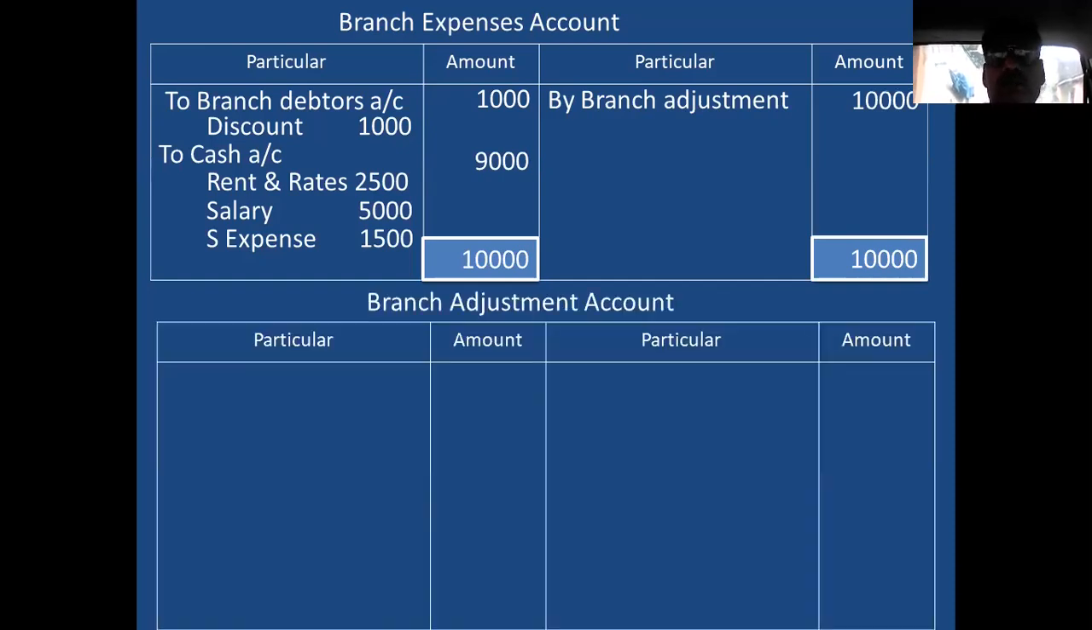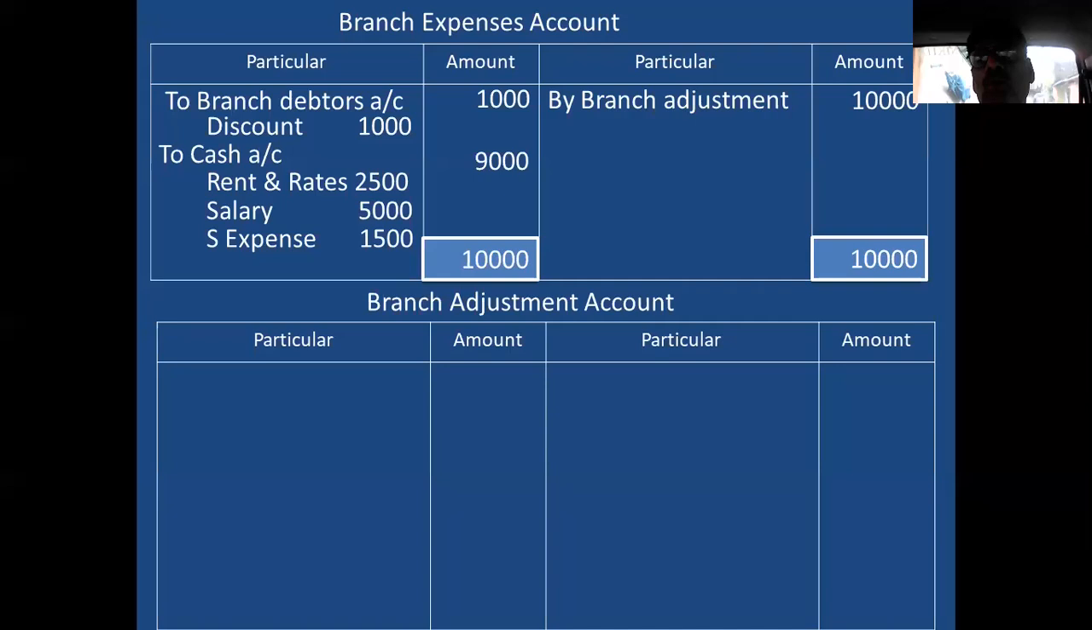Now you see the branch adjustment account. Okay. In the credit side, you take loading on opening stock, then loading on goods sent to branch, and if there is surplus, on the surplus. Three loading you have to take on the credit side. Loading on the opening stock, loading on the goods sent to branch, loading on the surplus. But in this problem, there is only one item, that is the goods sent to branch. So you take 1/5 of that.